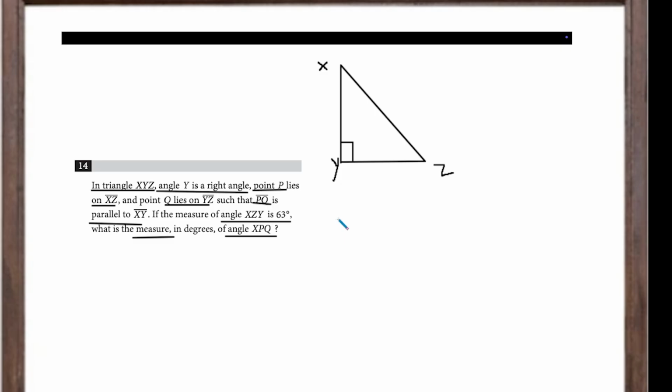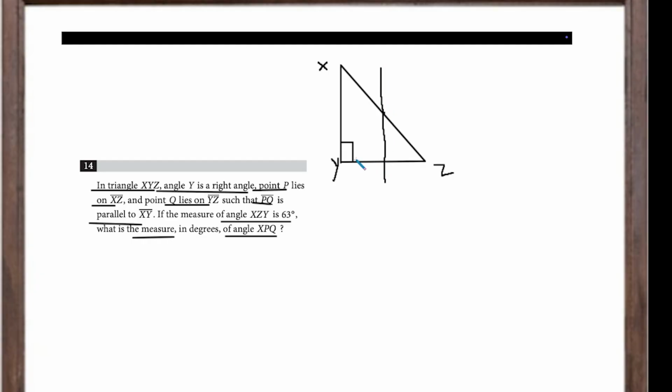So now we're going to draw a triangle and label it as well. So we have our XYZ, and we have our 90-degree angle at Y. Now we know that point P lies on XZ, so we're going to create a point right there. And it runs in a parallel line, so we're going to create a parallel line and another point that intersects YZ. So we have a parallel line from XY to PQ. Now we're going to label P and Q on lines XZ and YZ.